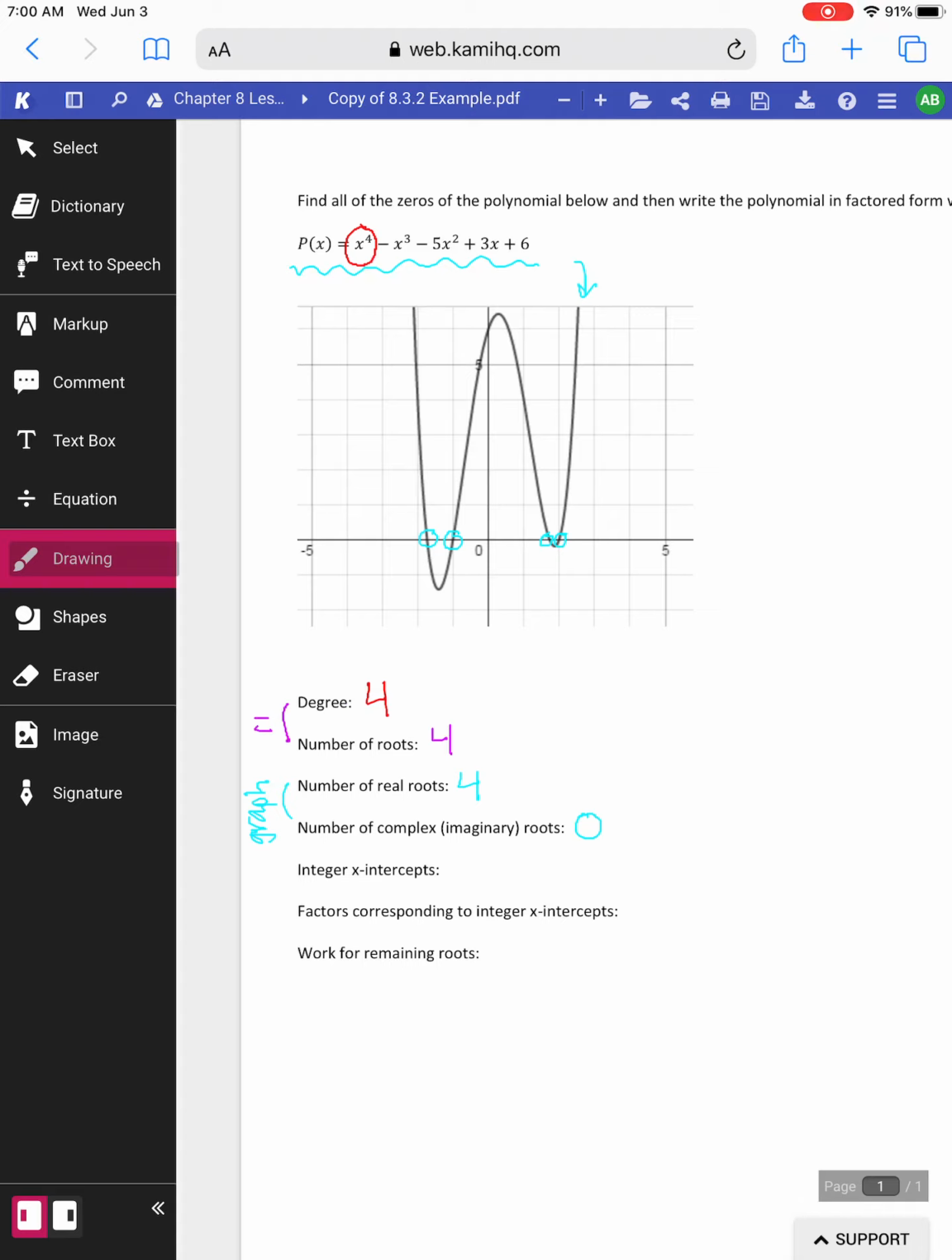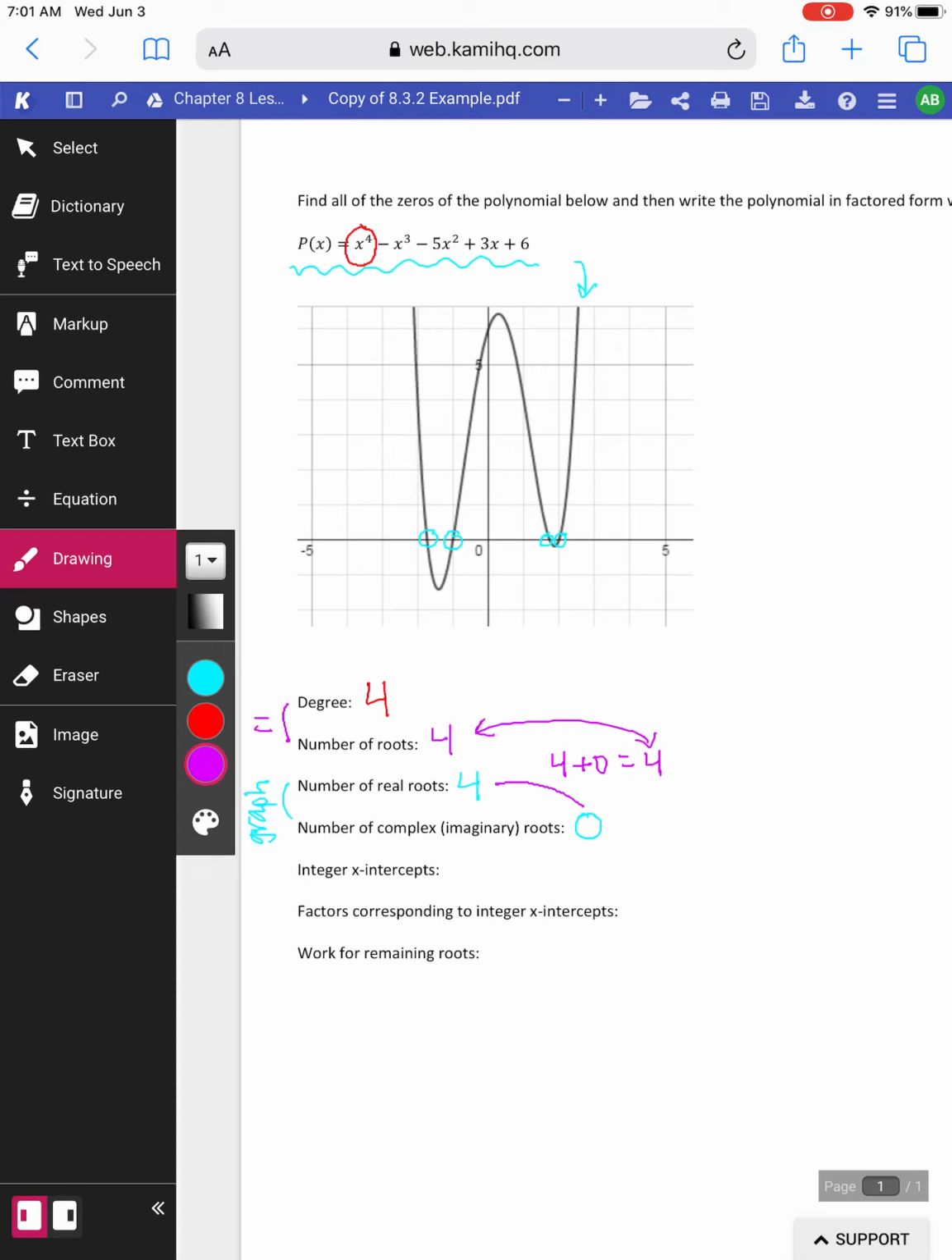The way we know that is the total number of roots needs to be these two added together. So 4 plus 0 gives us our 4 from over here. Okay, and then the next question asks us our integer x-intercepts. What it wants to know there is where does it cross exactly? That's going to be this root here, which is at -1. And it crosses again exactly over here, which is at 2.